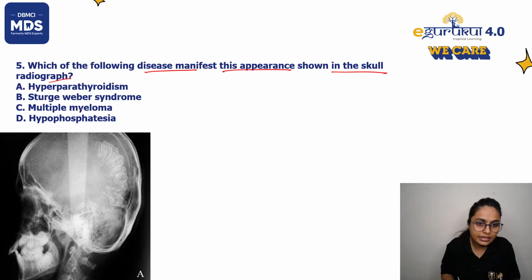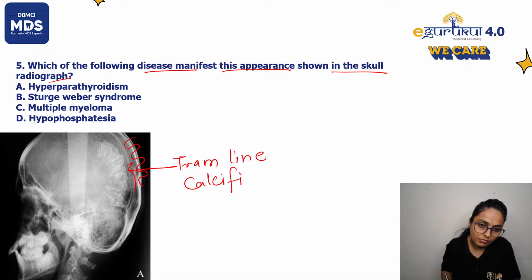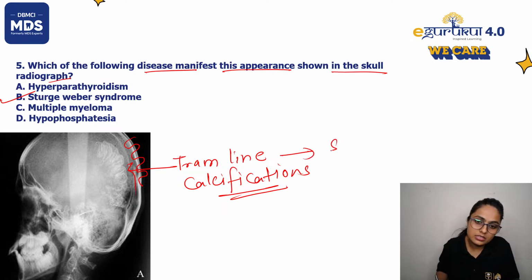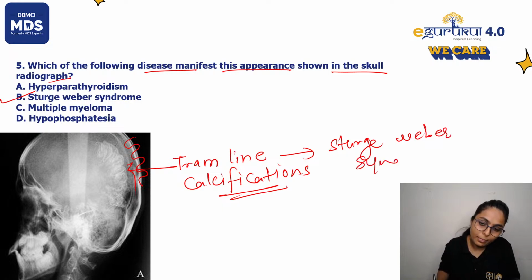Now here in this skull radiograph, if you appreciate, we have this opacity. So these are basically tram line calcifications, and these calcifications are seen in which syndrome? Seen in Sturge-Weber syndrome. So our answer for this is Sturge-Weber syndrome. Now what is Sturge-Weber syndrome?